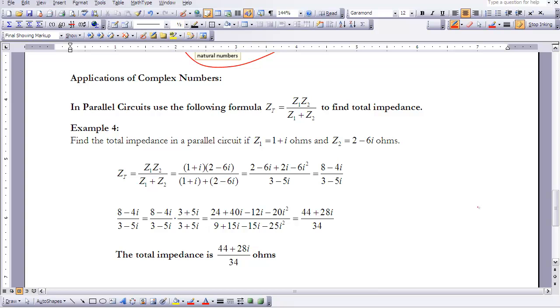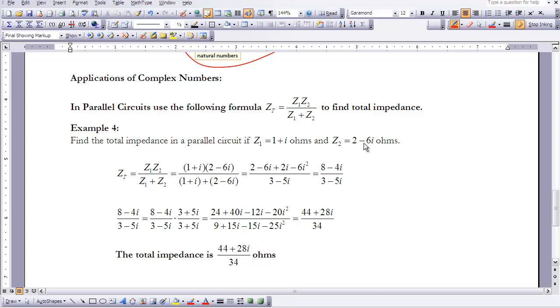Let's take a look at an application of complex numbers. In your reading, it talked about parallel circuits, and it gave you a formula: z sub t equals z sub 1 times z sub 2 all over z sub 1 plus z sub 2 to find total impedance. So in example 4, find the total impedance in a parallel circuit if Z1 is equal to 1 plus i ohms and Z2 is equal to 2 minus 6i ohms.